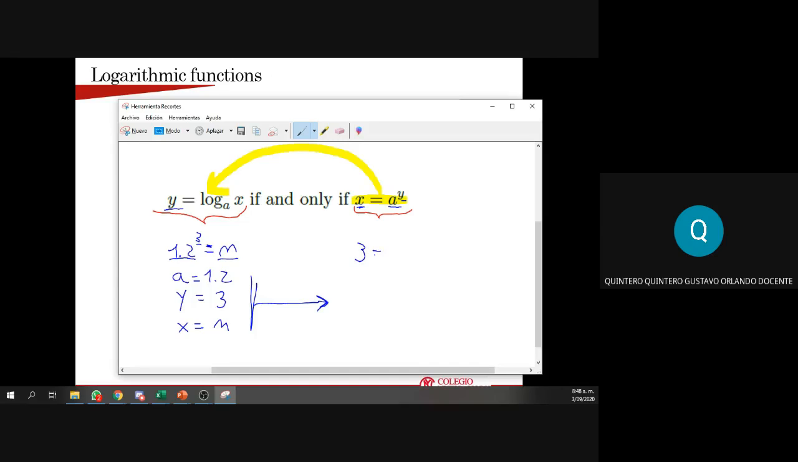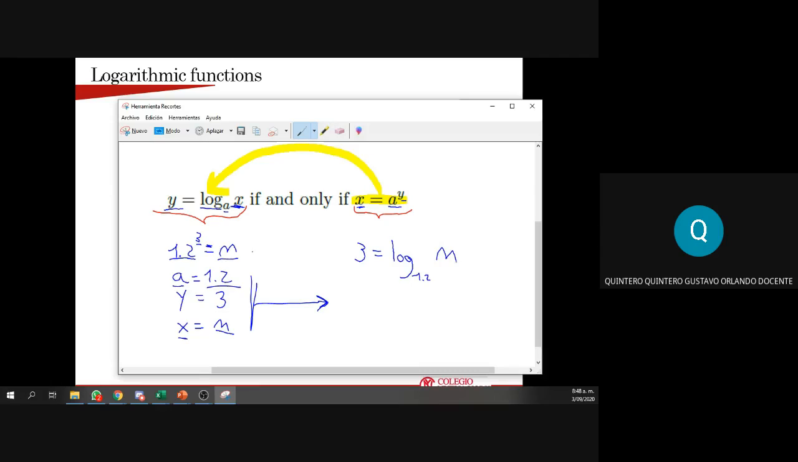Equals log to the base a. So logarithm to the base a. But wait a minute, what is a? Oh, look at this. A is 1.2. So I'm going to write the 1.2 right here. And last, we have the value x. But what is the value x? For us, the value x, look at it, it's right over here, is the m. So we put the m here.